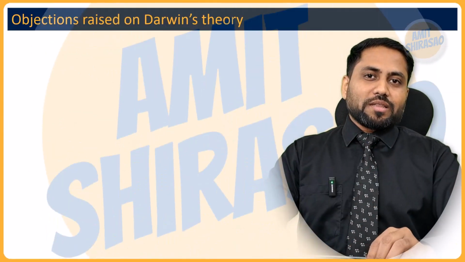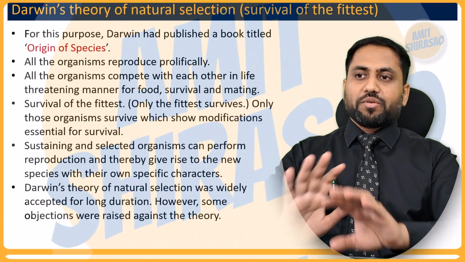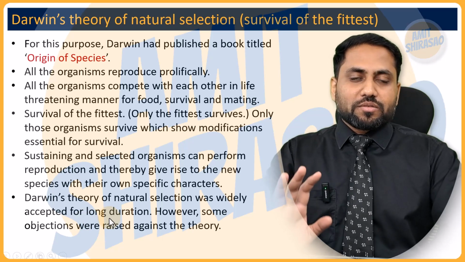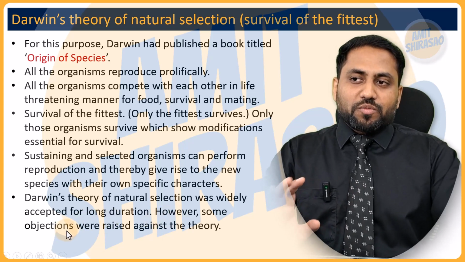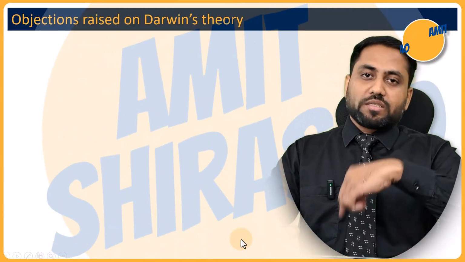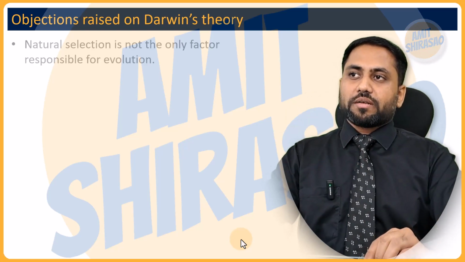Objections to Darwin's theory. Now these objections came later on. Previously, for a very long time, he was accepted. Everyone accepted. Very good. For a long time, his theory of natural selection was accepted. However, some objections were raised against his theory. So what are those objections? Some of them were raised during his lifetime only. So that also happened. I'll tell you what they are.